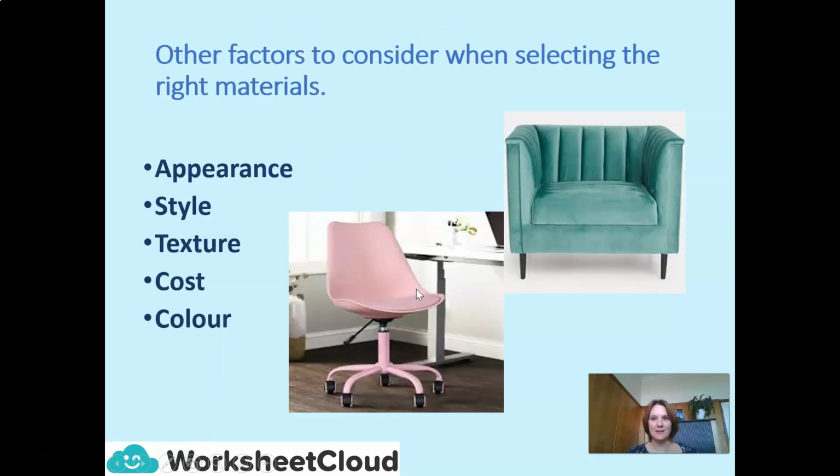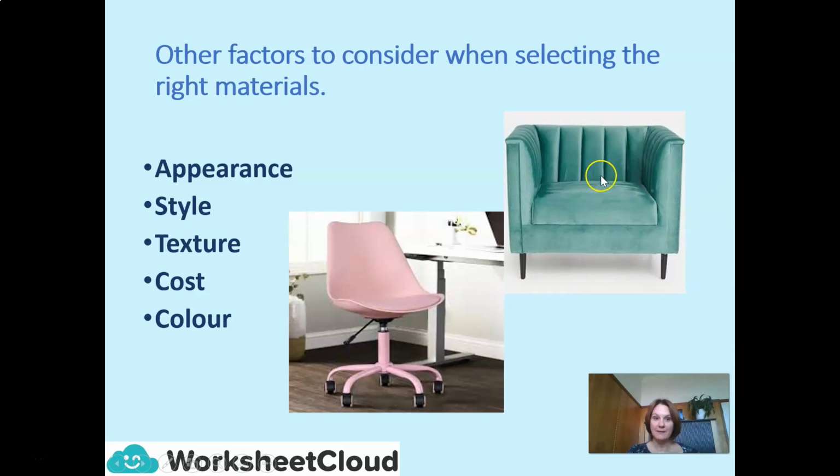Other factors to consider when selecting the right materials. So not only do we look at all the other physical properties that we discussed earlier, but we also need to look at appearance, style, texture, cost, and color. So just as an example, I have 2 chairs here. This is a lovely, comfy chair, and this is a hard chair, not as comfortable. Which of these 2 chairs would you choose to watch Netflix in? That's easy. Right, we're going to choose this beautiful one over here.